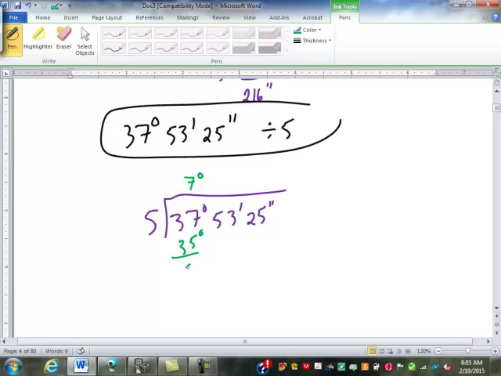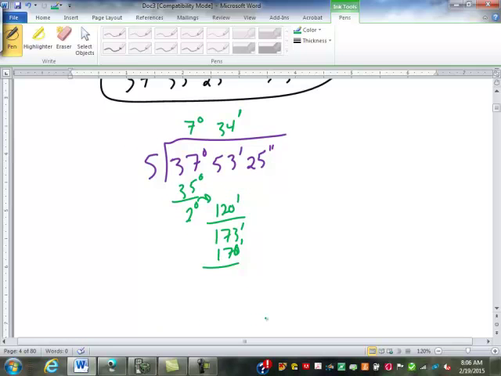So there are 2 degrees left over. What do we have to do with those? Times 60 means that's 120 minutes. Now we bring down the 53. It's 173 minutes. Then what? Divide by 5 would be 34. 34 times 5 is 170 minutes, which means we have 3 left over.